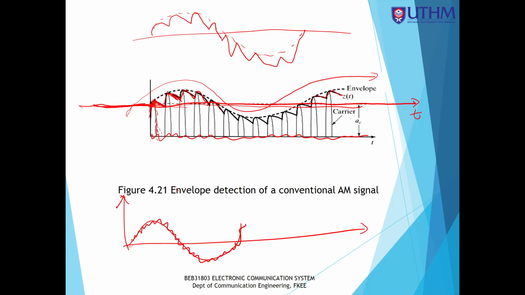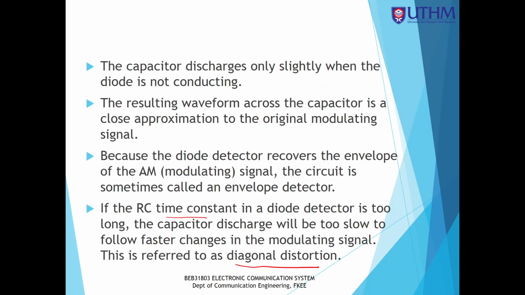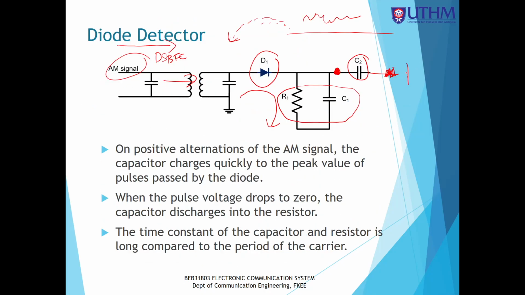So how to make the output signal a smooth sine wave? We need to use a set of filters to smooth up the output signal. That means we need an additional filter to make the output signal a smooth sine wave.